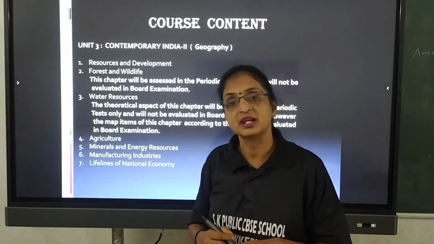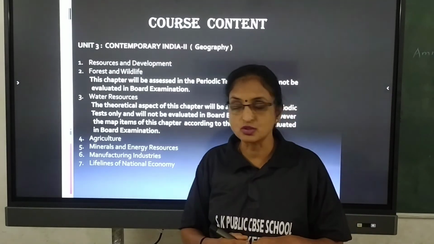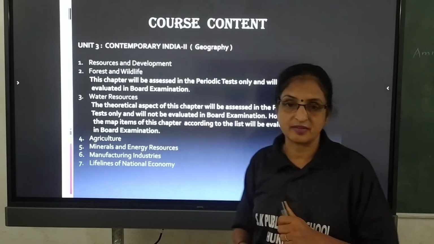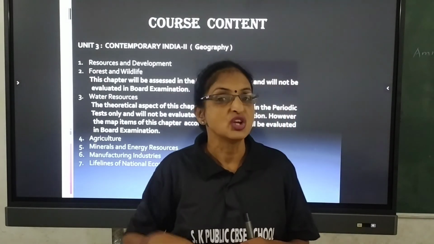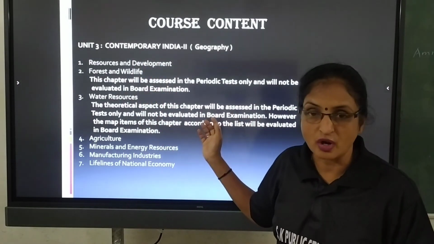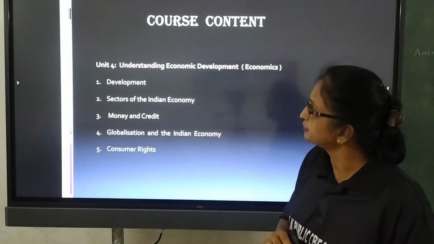Next, the fourth chapter is Agriculture. Fifth is Minerals and Energy Resources. Sixth, Manufacturing Industries. And seventh is Lifelines of National Economy. So these are the chapters which come under Geography, which we are going to study throughout the year.